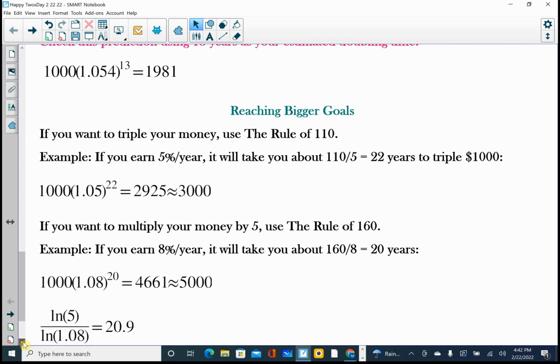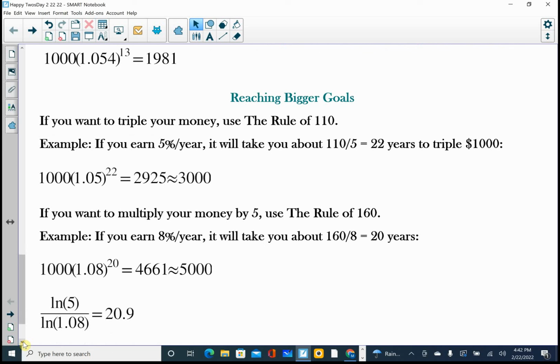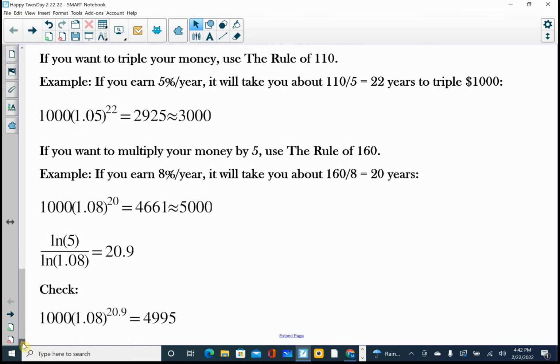For those of you who want to dig a little deeper and have a little more accuracy, here's a quick way to do this in the calculator. You take the natural log of 5, since we're trying to multiply our money by 5, and divide by the natural log of 1.08. That's our growth factor, representing the growth you have for making 8% on your money, and it's going to be 20.9 years. And as always, here's a quick check. You can run your own investment goals this way. 1,000 times 1.08 to the 20.9 power is just a hair under 5,000, off by just a tiny, tiny amount.